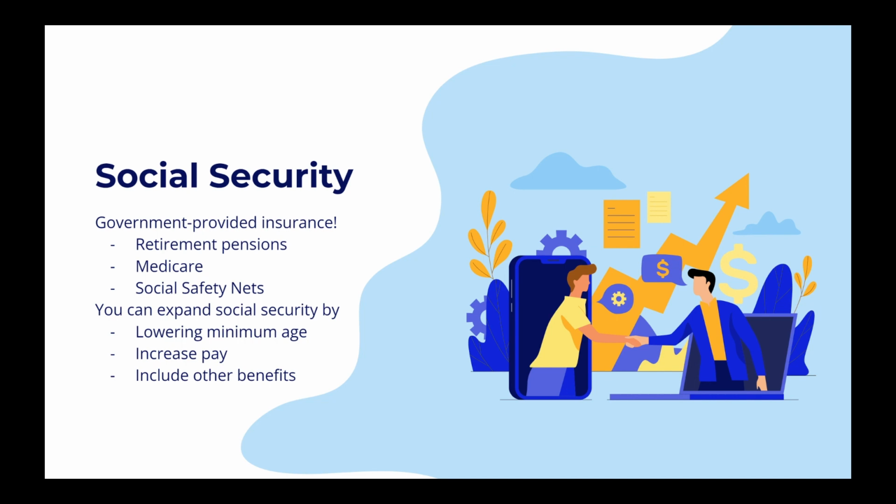A way that you can expand Social Security is you can lower the minimum age people could get Social Security, so lower the minimum retirement age. People can retire sooner and you can expand Social Security. You can also increase the amount of pay people get from the insurance. And you can also include other special benefits other than just money.